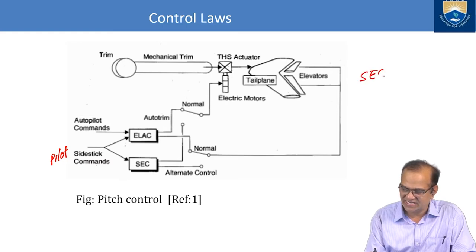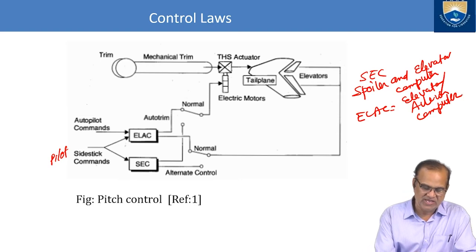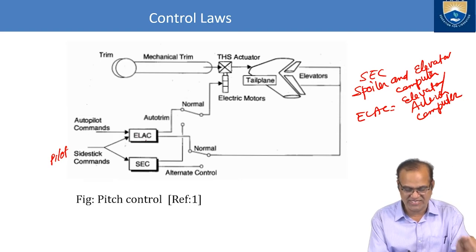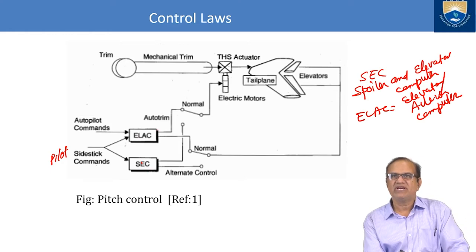What is SEC? Spoiler and elevator computer. ELAC is the elevator aileron computer. So the signals go from here to ELAC, then to SEC, and from here to auto trim.